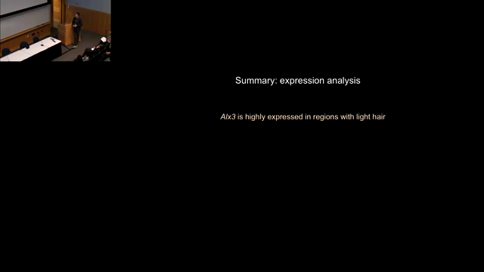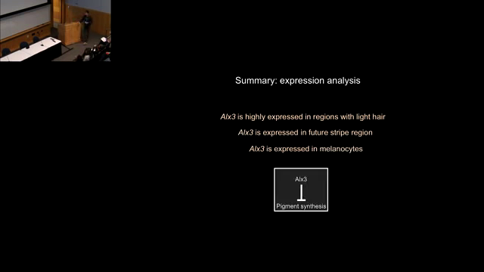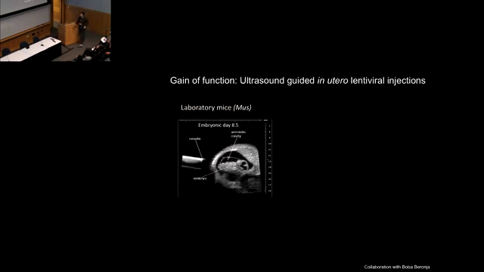So to summarize this part, I've shown you that ALX3 is expressed in regions with light hair. It is expressed in the future stripe region, and it's expressed in melanocytes. So all this indicates that ALX3 might be somehow regulating pigment synthesis. And so obviously what you want to do is actually perturb the system in a way that can allow you to test whether this is actually happening or is it simply a correlation. And so in the next few slides, I'll describe the results from the gain-of-function experiments. I'll skip over the loss-of-function, but the results are largely complementary. And so for the gain-of-function experiments, we use this really cool technique called ultrasound-guided in utero lentiviral injections.